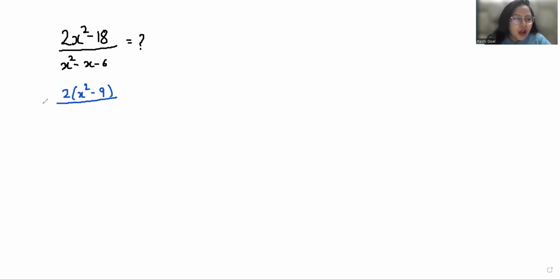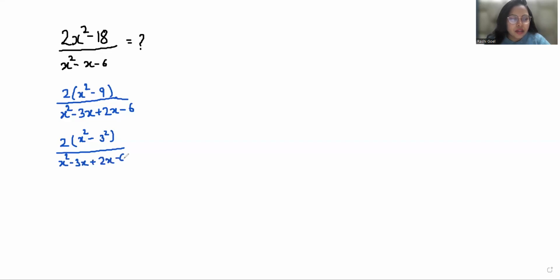In the denominator we can see it's a quadratic equation, so we can solve it by middle term split. The middle term, that is -x, we can write as -3x + 2x, then -6. Now 9 I can write as 3², so we have 3² over x² - 3x + 2x - 6.